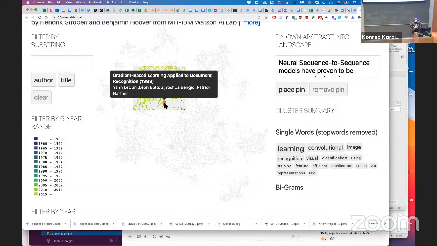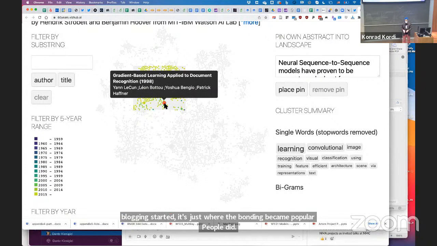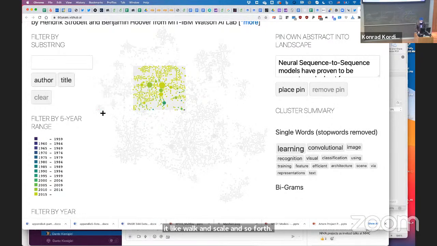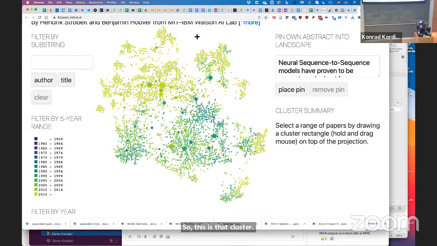So AlexNet isn't where deep learning started. It's just where deep learning became popular. People did the modern computer vision thing. Yann LeCun did it in '98. But AlexNet basically added lots of bells and whistles to make it work and scale and so forth. So this is that cluster. Let's look at another cluster. Here we have a cluster.